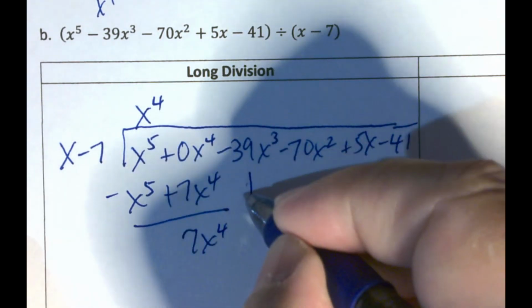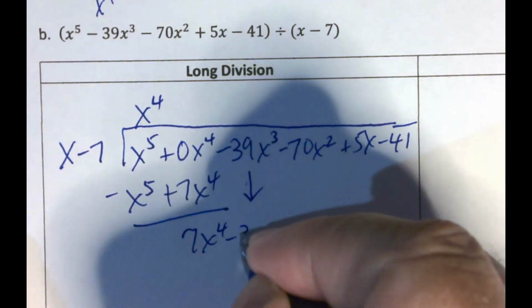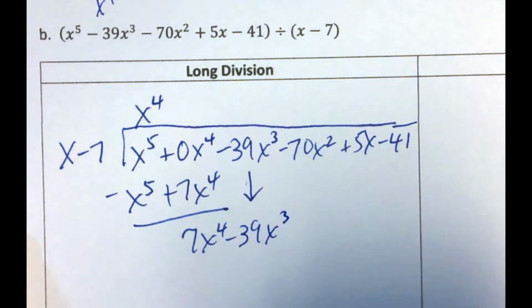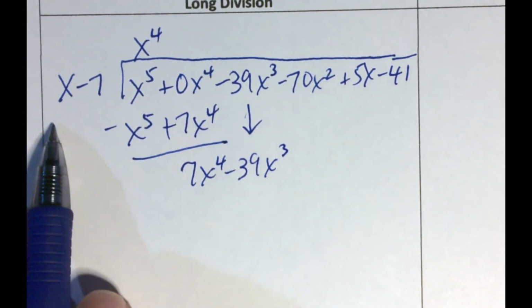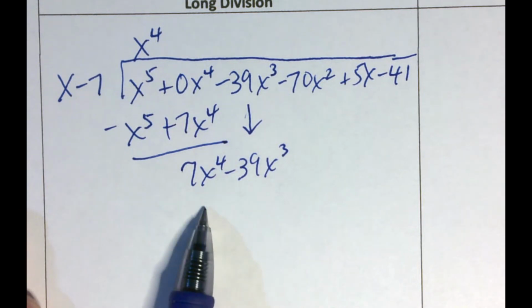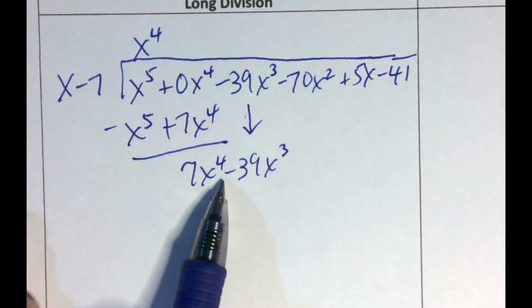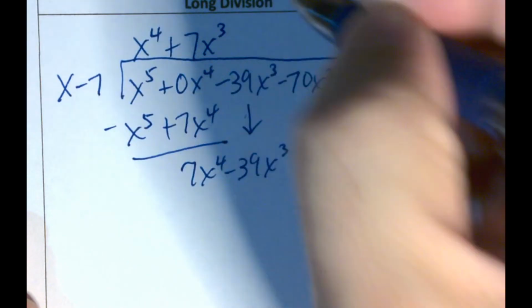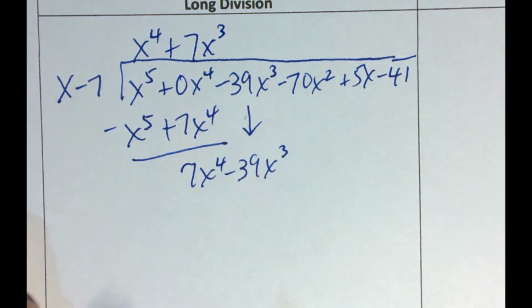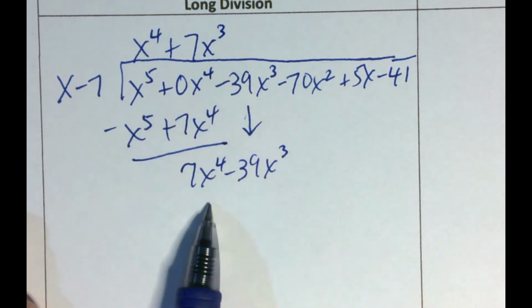Bring down the next term. I'm bringing down the minus 39x cubed. So it's minus 39x cubed. All right, now compare x to 7x to the fourth. So to get from x to the fourth, I need x to the third, and I now have a 7 up here, so I need a 7 in front. It's a positive 7, so I put a 7x cubed, right? Remember, I needed a 7, so I put a 7, and x times x cubed is x to the fourth.